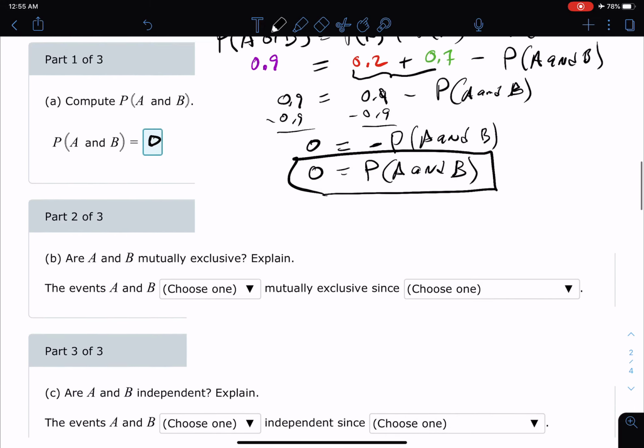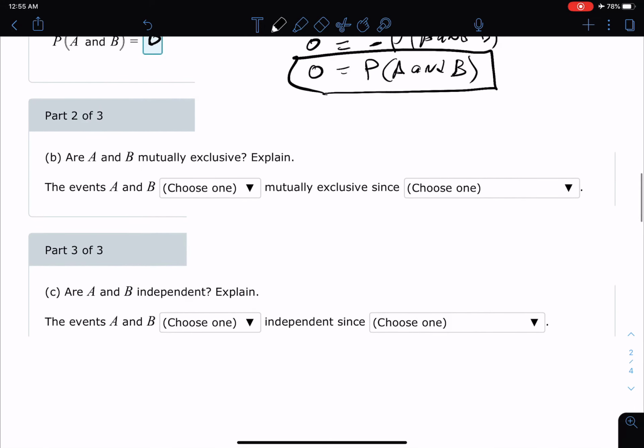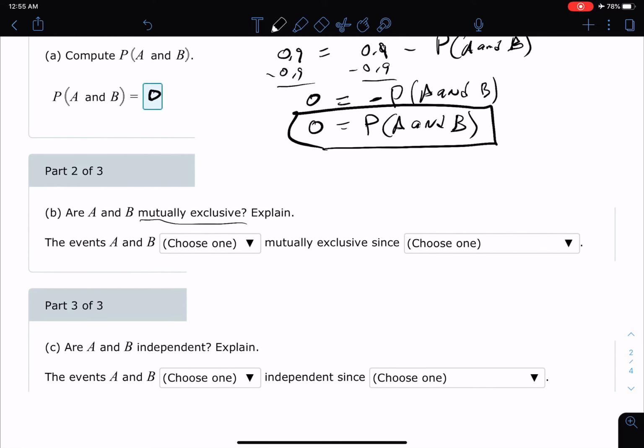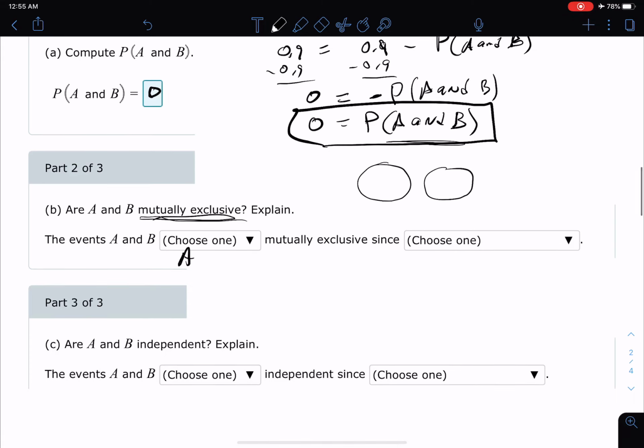Okay, and then moving right along here. Are A and B mutually exclusive? Mutually exclusive means that A and B don't overlap. If they overlap, the probability of A and B would be something. When they don't overlap, the probability of A and B is 0 because they don't overlap. And if they don't overlap, they're called mutually exclusive. So events A and B are mutually exclusive, right? And why are they mutually exclusive? Well, because the probability of A and B equals 0.